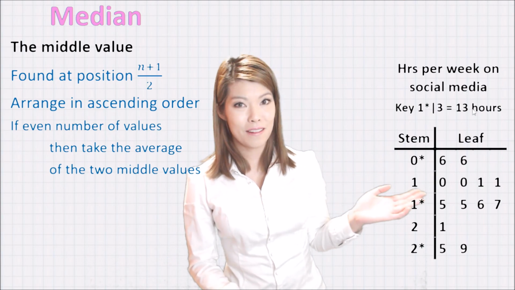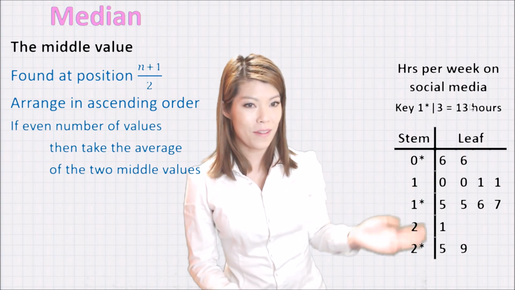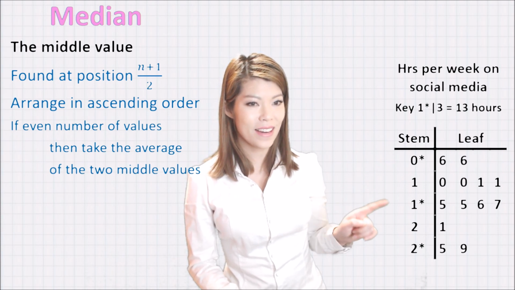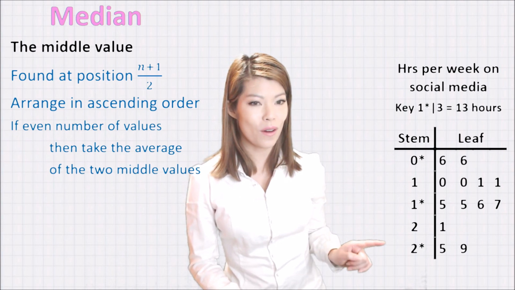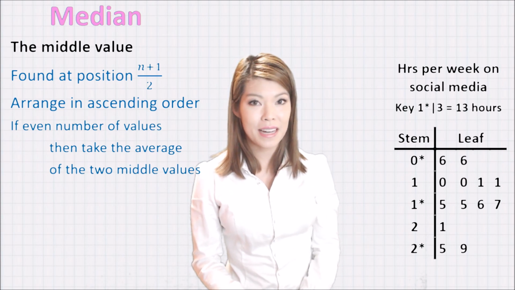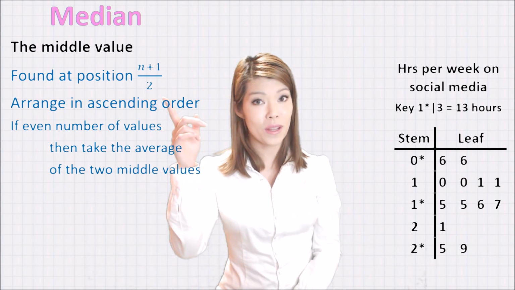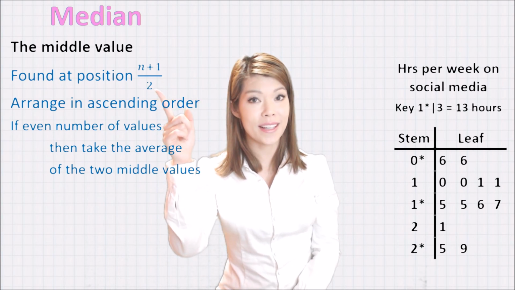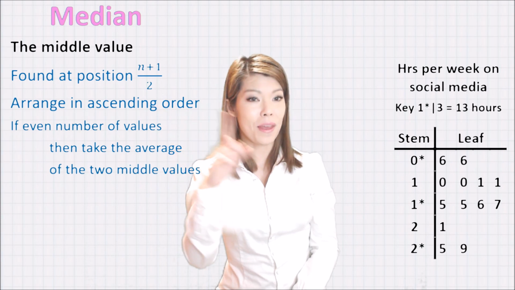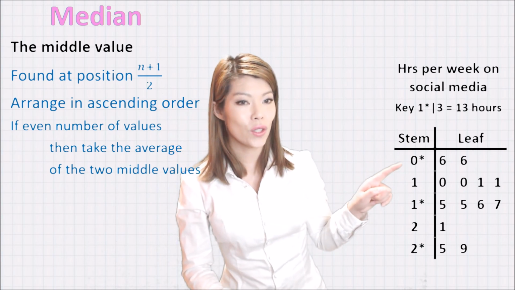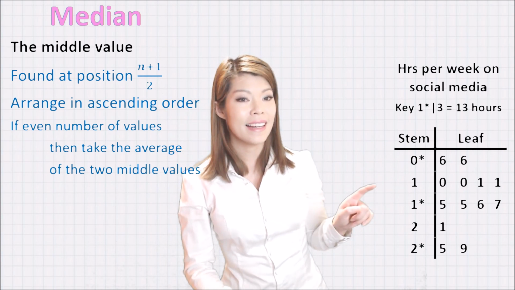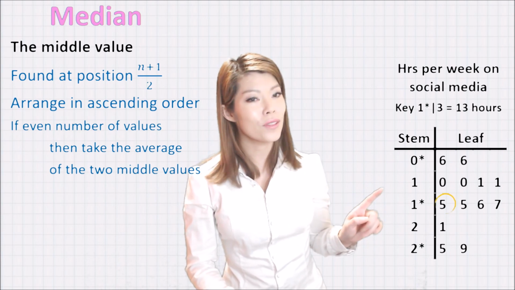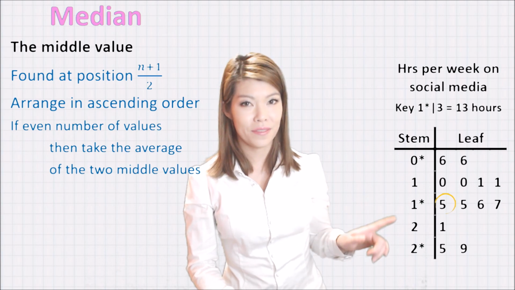So let's do a stem and leaf plot example. Here we have some values. Let's count them. 1, 2, 3, 4, 5, 6, 7, 8, 9, 10, 11, 12, 13. So there are 13 numbers. For the middle of 13, we can use the formula to work it out. 13 plus 1 is 14, divided by 2 is 7. So we're looking for the 7th number. Let's look for it. 1, 2, 3, 4, 5, 6, 7. So it's 15. The median for this stem and leaf plot is 15.